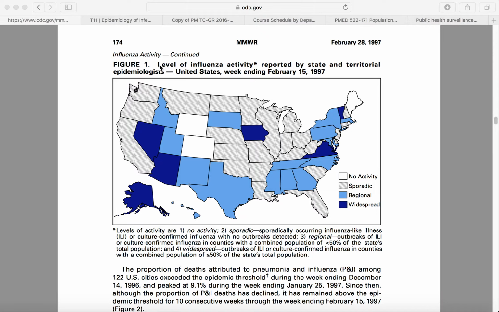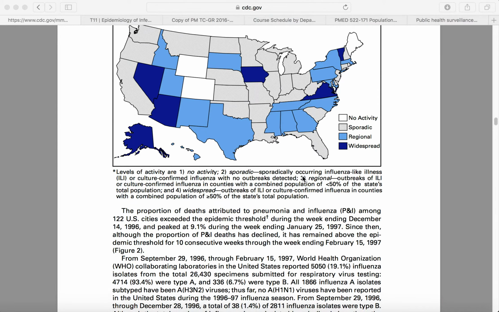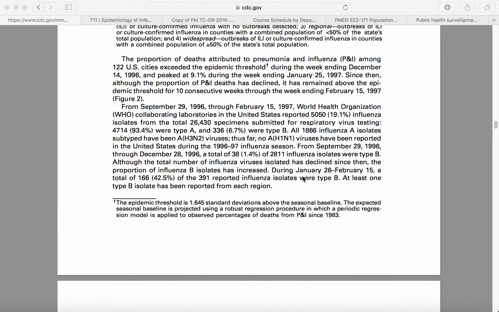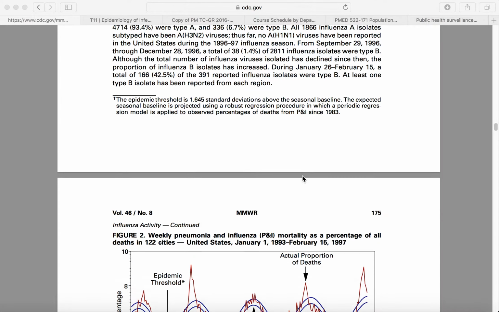And so here we see the level of influenza activity, and it could be that it's no activity, sporadic, regional, or I think level 4 is widespread. And so you can see the different states where it looks like we're having more of an issue, and sometimes we can see a pattern and possibly a way that we would want to then intervene once we see where the issues are happening.